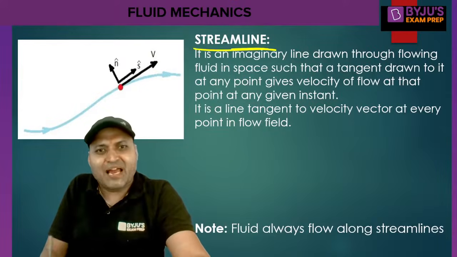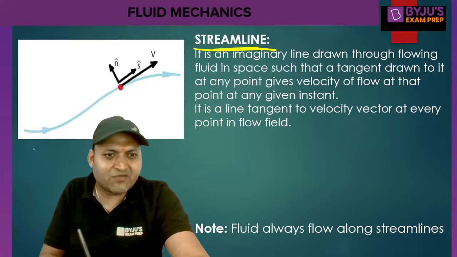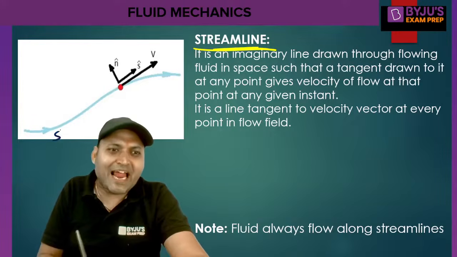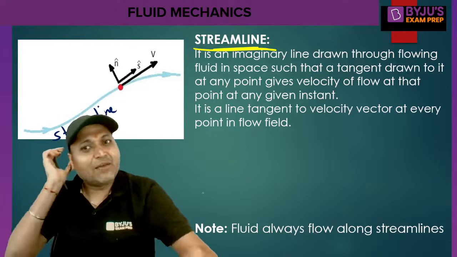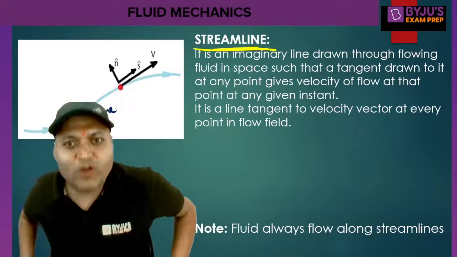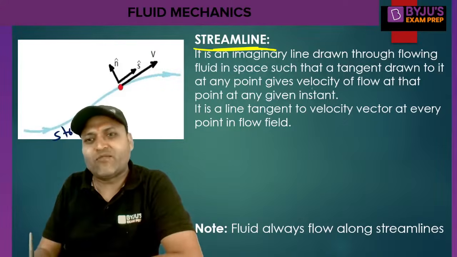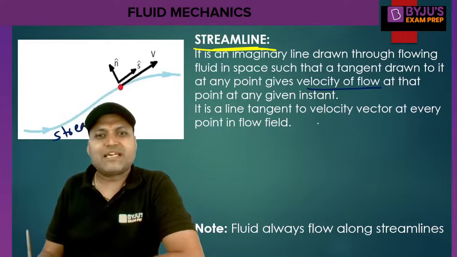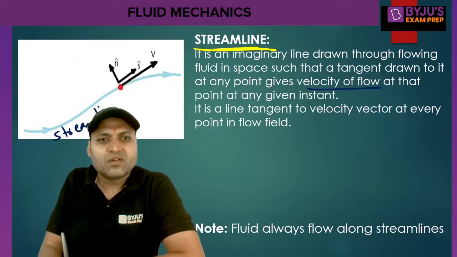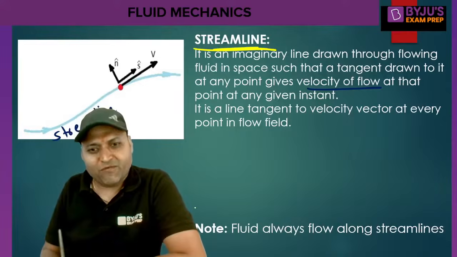Then we define a streamline. This line is called a streamline. What is the definition of the streamline? The velocity vector and the streamline are tangent to each other. It is an imaginary line drawn through flowing fluid in space such that a tangent drawn to it at any point gives the velocity of the flow at that particular point, or the line which is tangent to the velocity vector at every point. So streamline and velocity are tangent to each other.